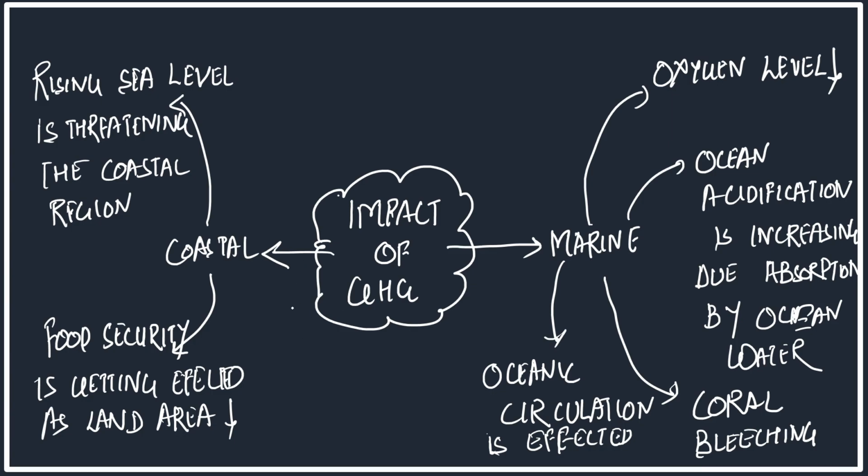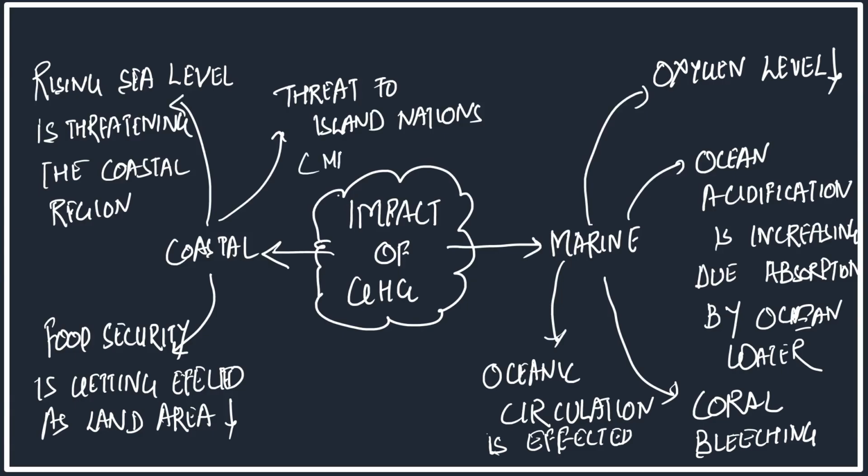And then, as I told you, threat to island nations. You can write some examples. Mauritius or Maldives, right? Indonesia, etc. Clear? So you have addressed both the coastal thing and the marine part. Clear? If it is possible, you can also make a flowchart here.